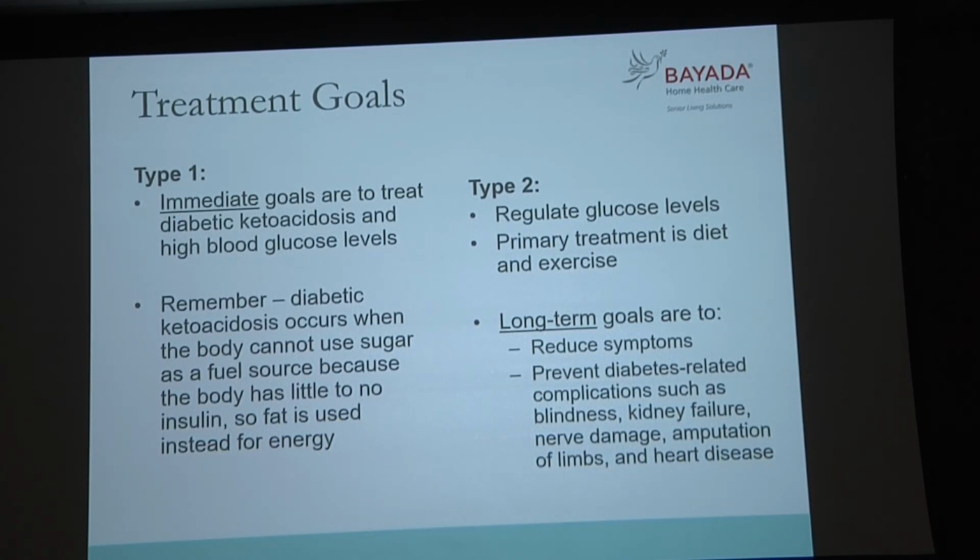And that's for type 1. For type 2, you want to regulate your blood glucose levels, and the primary treatment is diet and exercise. With type 2, sometimes you can manage the diabetes with just maintaining a healthy weight and eating proper fruits, vegetables, and a proper diet. Whereas with type 1, because your body doesn't make any insulin at all, you usually need insulin treatment.